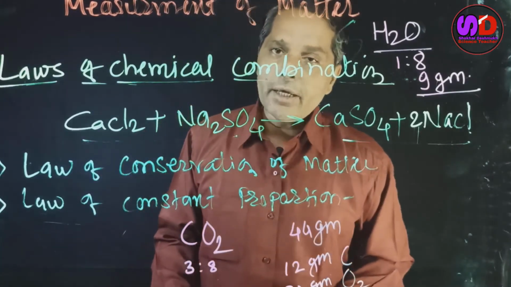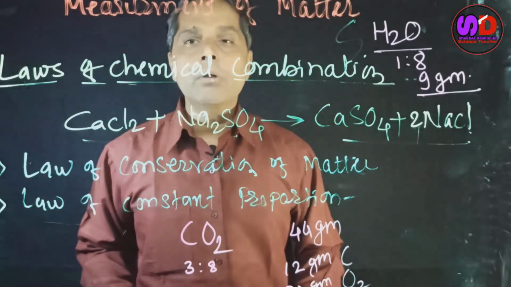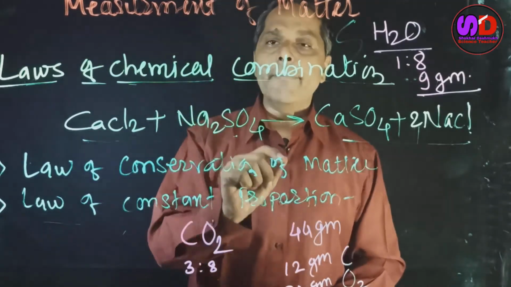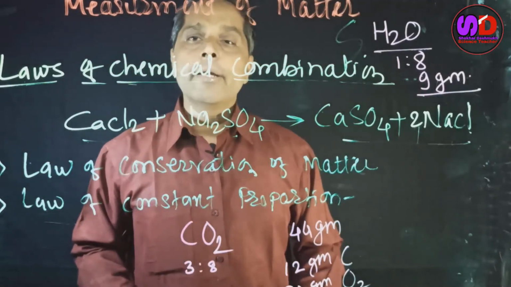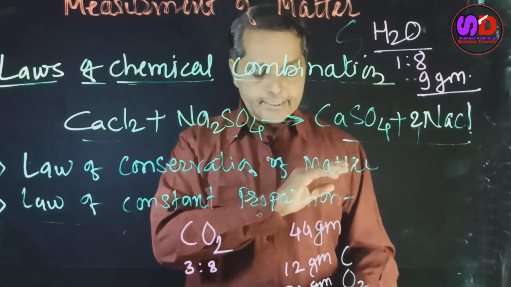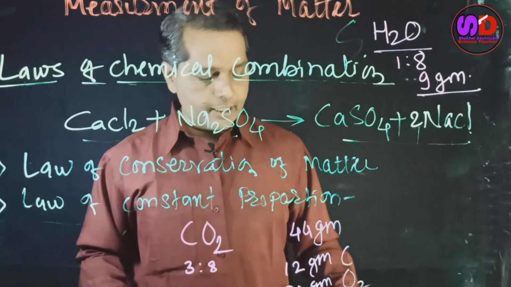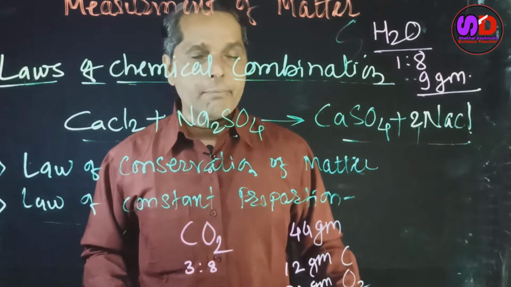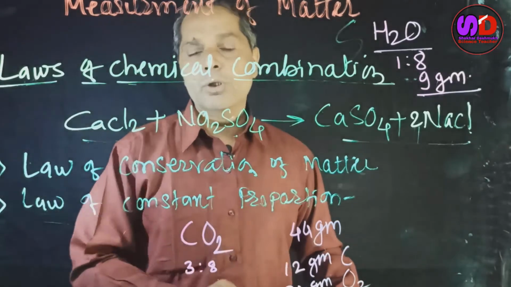That means irrespective of the source of the compound, the proportion by weight of the constituent elements present in that compound or molecule should be constant. This is called the law of constant proportion. The proportion by weight of constituent elements in various samples of a compound is fixed.